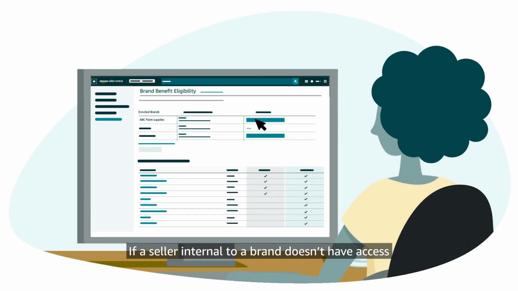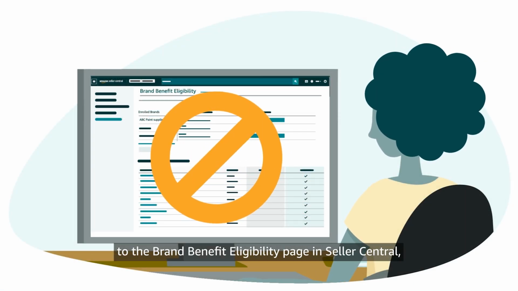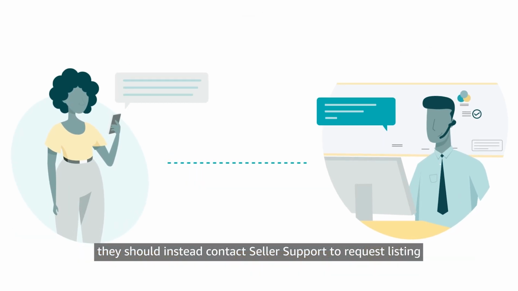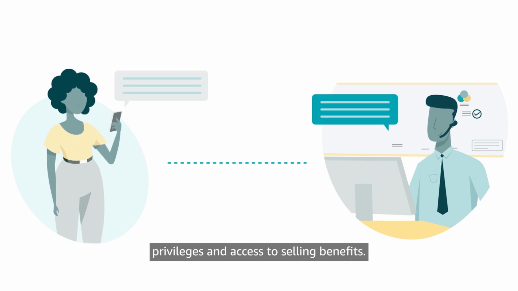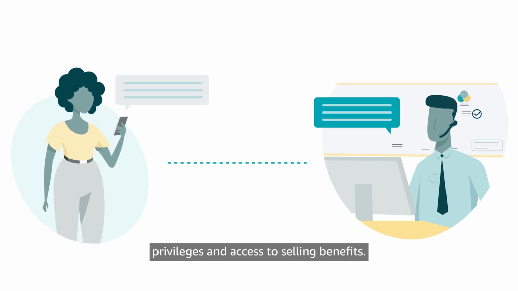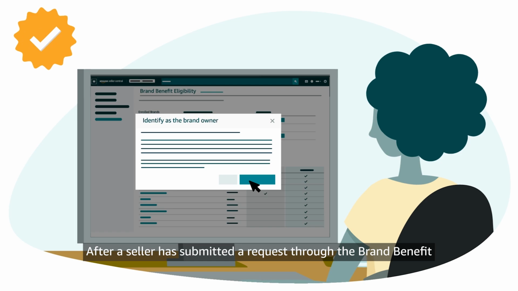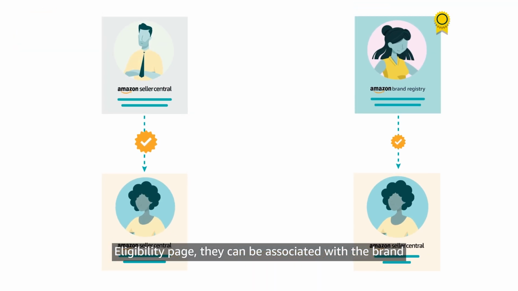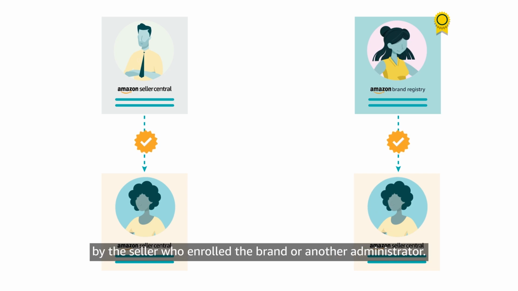If a seller internal to a brand doesn't have access to the Brand Benefit Eligibility page in Seller Central, they should instead contact seller support to request listing privileges and access to selling benefits. After a seller has submitted a request through the Brand Benefit Eligibility page, they can be associated with the brand by the seller who enrolled the brand or another administrator.